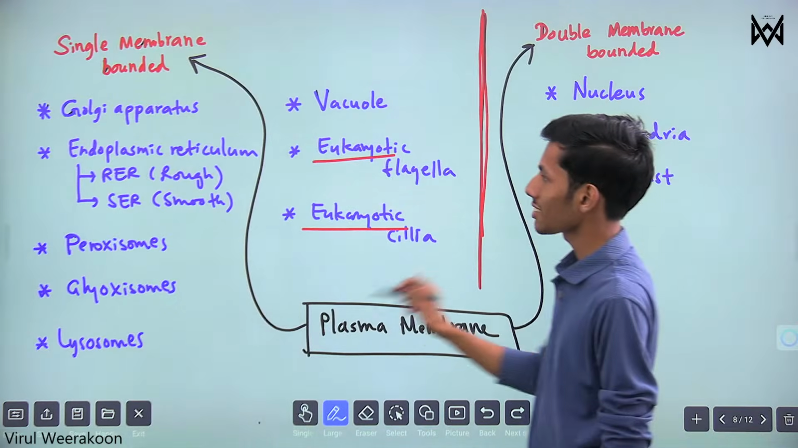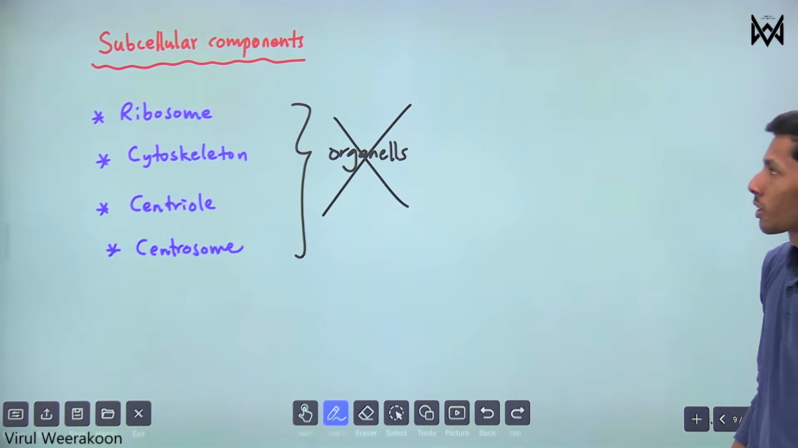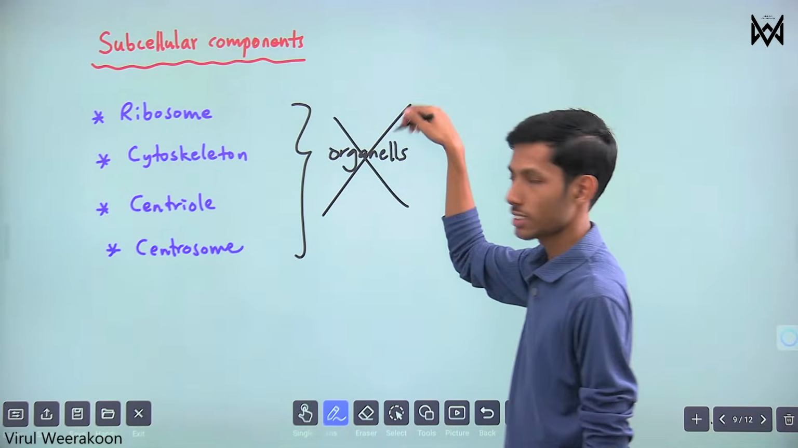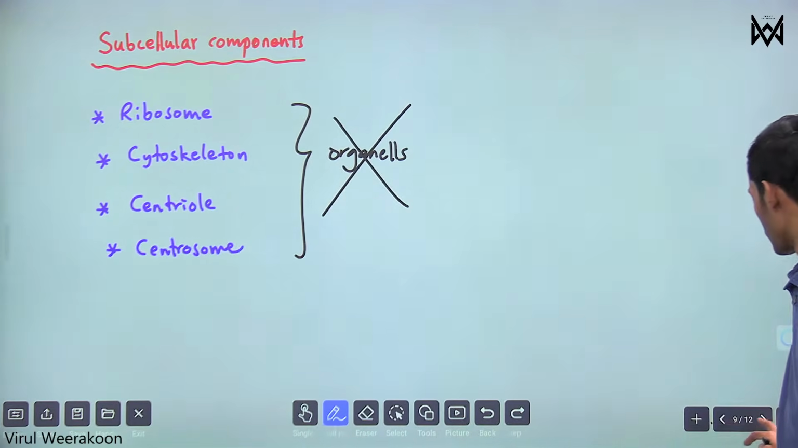Then the plasma membrane structure, we can see it in both single membrane and double membrane bounded organelles. Then subcellular components are actually not considered as organelles. Ribosomes, cytoskeleton, centrioles, and centrosomes are the examples.